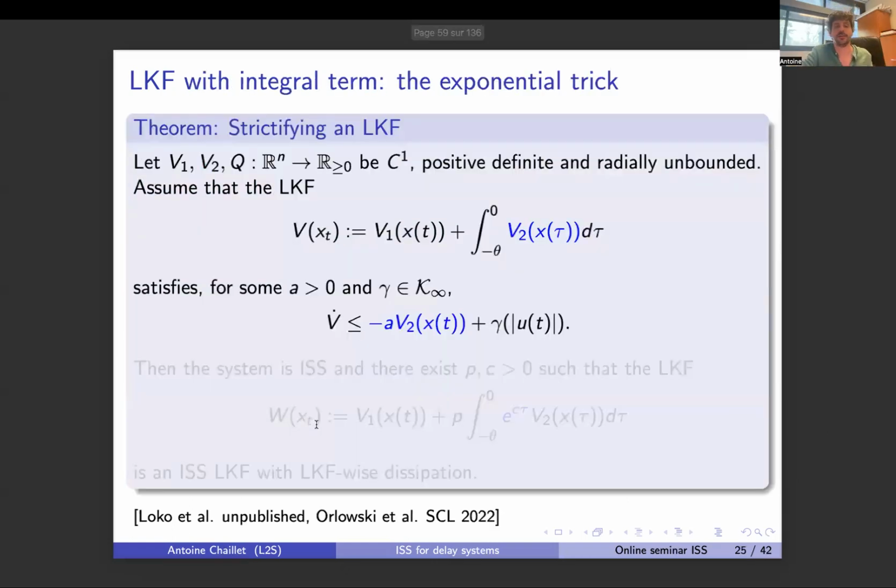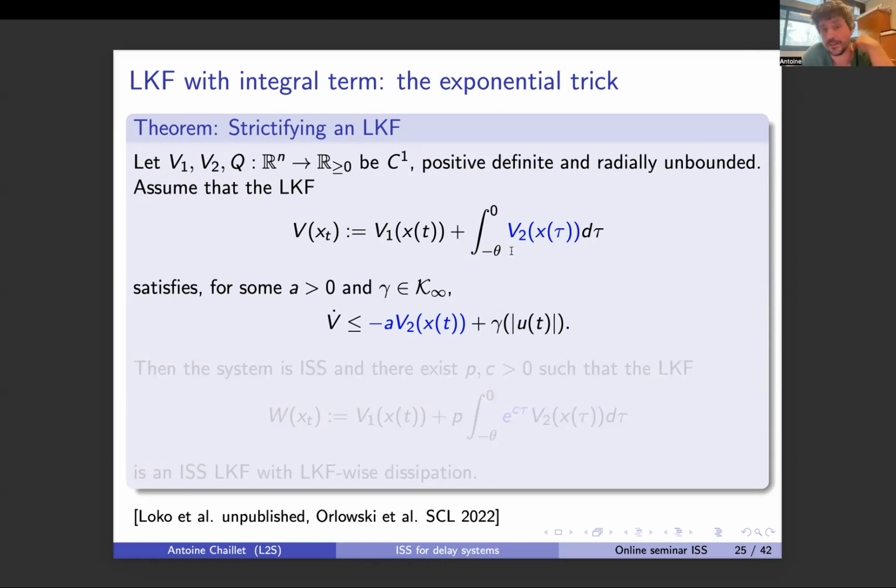But anyway, we do have some elements of response. First one, it was actually the subject of some discussion with Miroslav Krstic at my last seminar 2 years ago. It was about what is called the exponential trick. So let me tell you what the exponential trick is. I consider a particular class of Lyapunov-Krasovskii functional, a non-delayed term here, depending only on x of t, and just the integral of V2 of x of tau. Okay, so consider only this specific class.